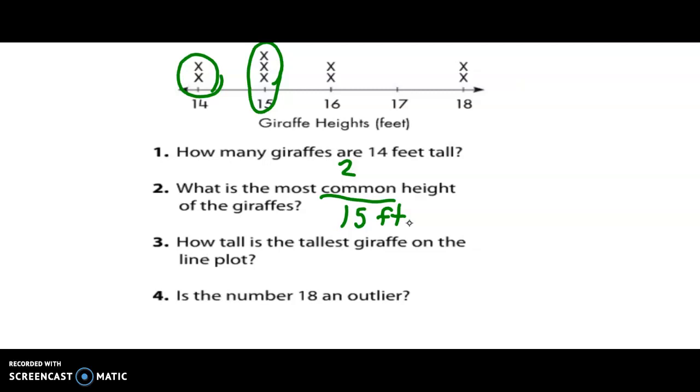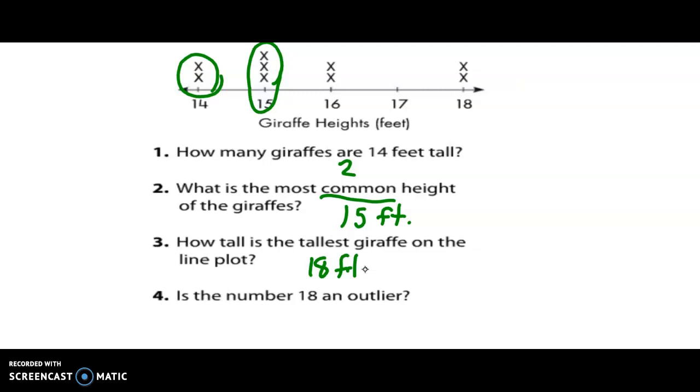So the third question is, how tall is the tallest giraffe on the line plot? Okay, so look at the line plot, figure out how tall the tallest giraffe is. Okay, so tallest, well, it's not 14 feet, 15 feet, 16 feet. There are no giraffes that are 17 feet tall. Our tallest giraffe, there's actually 2 of these guys. The 2 tallest giraffes are 18 feet tall.